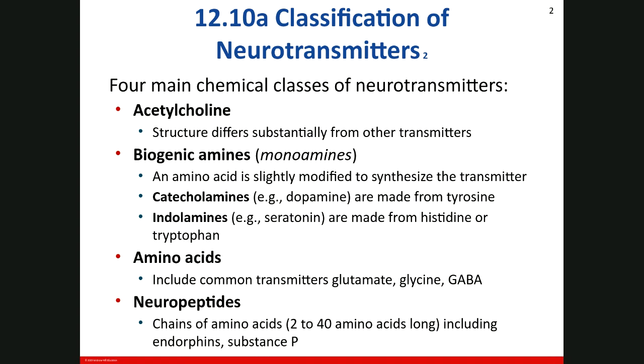The other one is amino acids. The amino acids include the common transmitters glutamate, glycine, and GABA. And the last one is called neuropeptide. The neuropeptides are chains of amino acids, 2 to 40 amino acids, and they include substance P and endorphins.